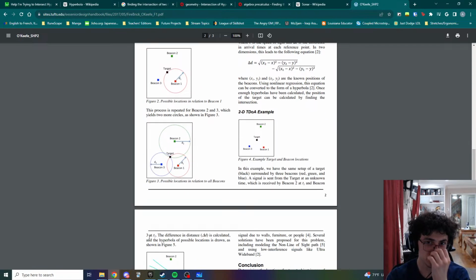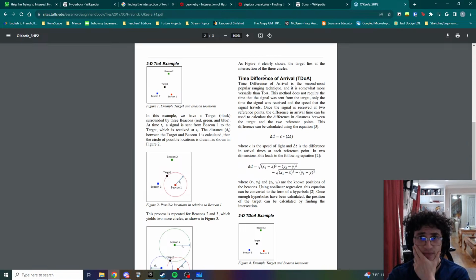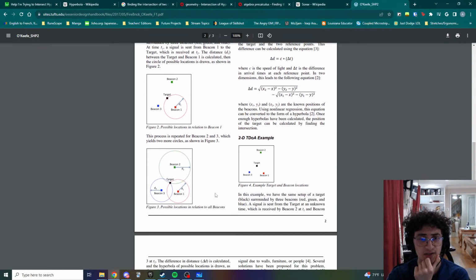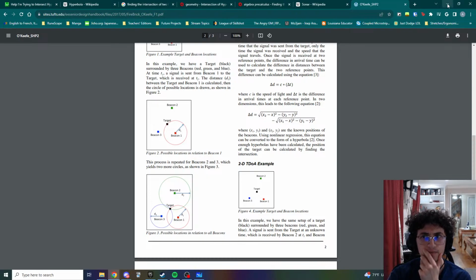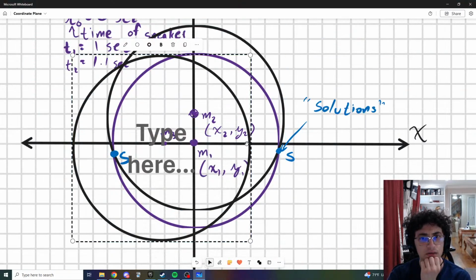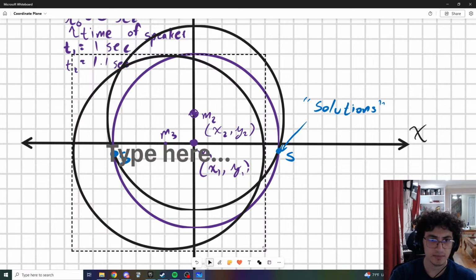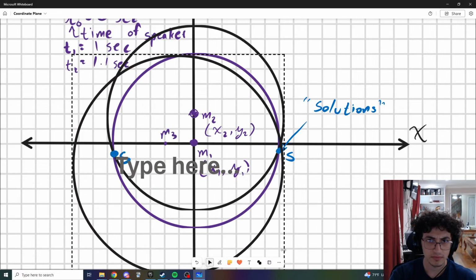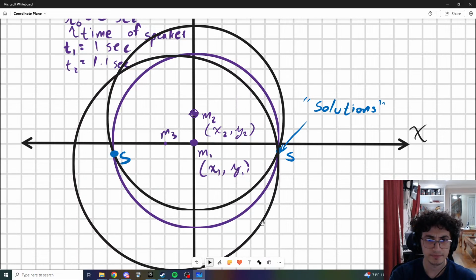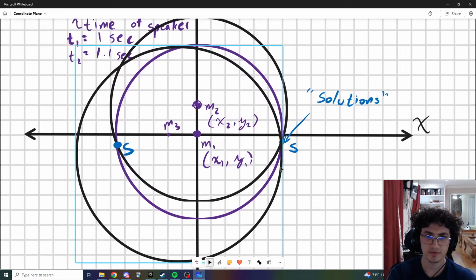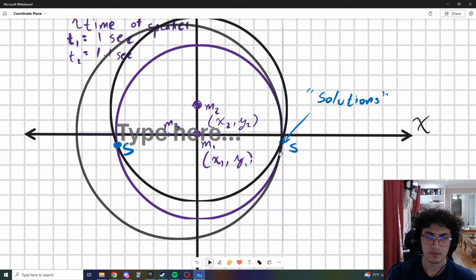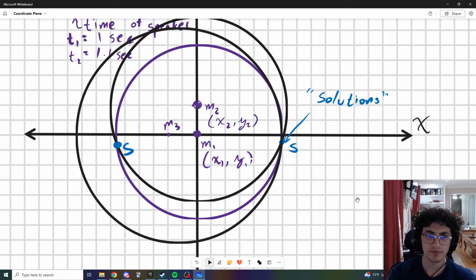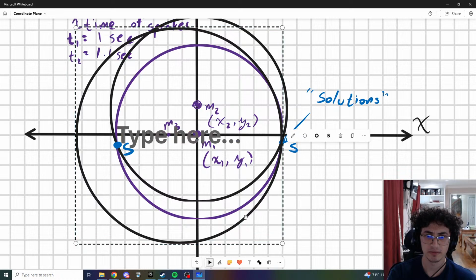Process repeated for beacons 2 and 3, which yield 2 more circles. The target lies at the intersection of 3 circles. I think I gotta look more into this, because I was expecting that this would end up like this. Right, where we have the intersection of 3 circles, the intersection of all 3 circles, and that would tell me where the microphone is. And maybe that is true.